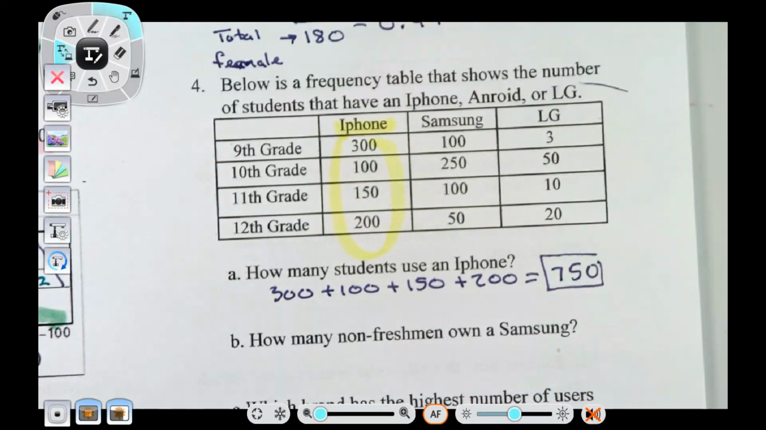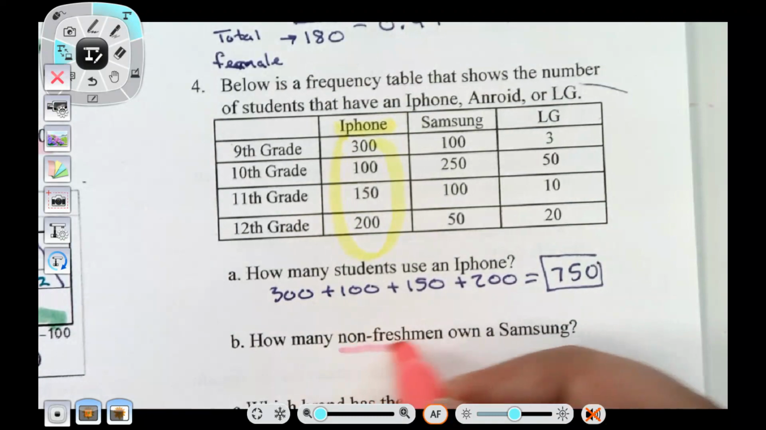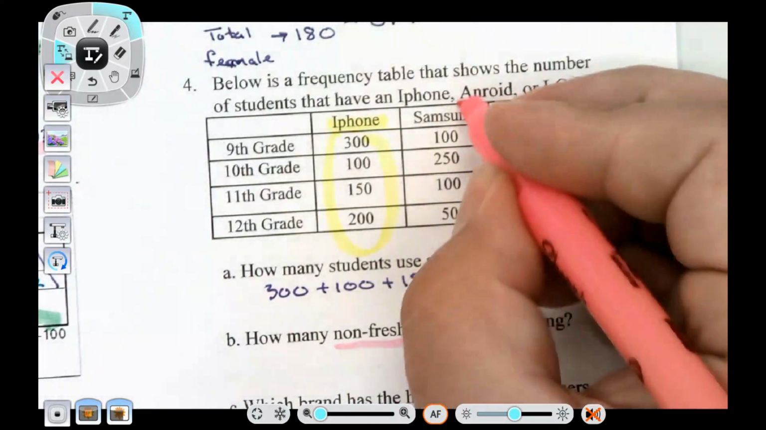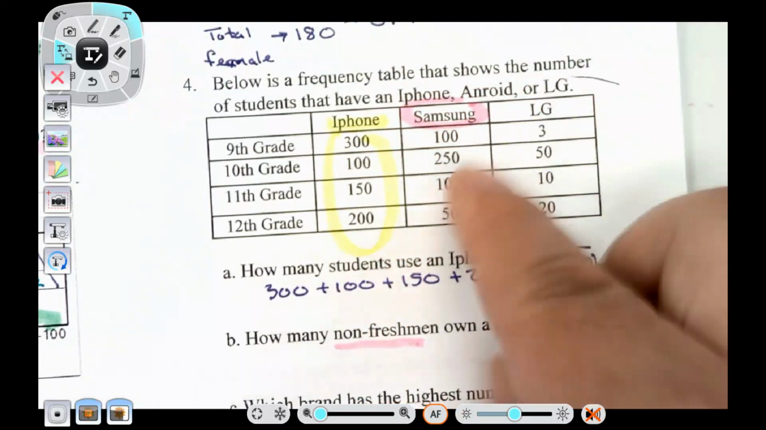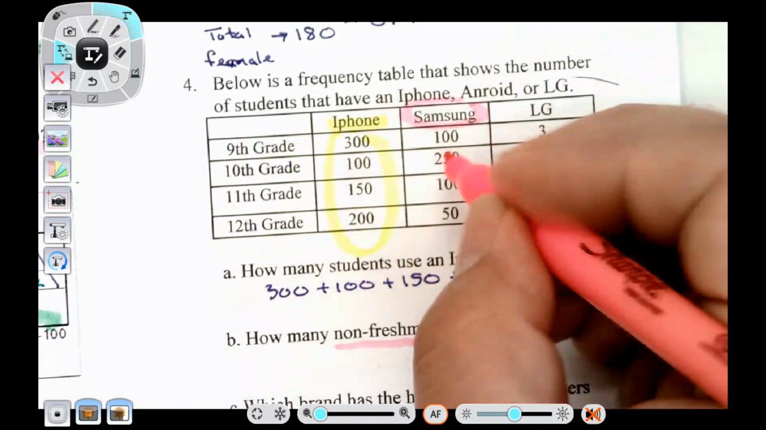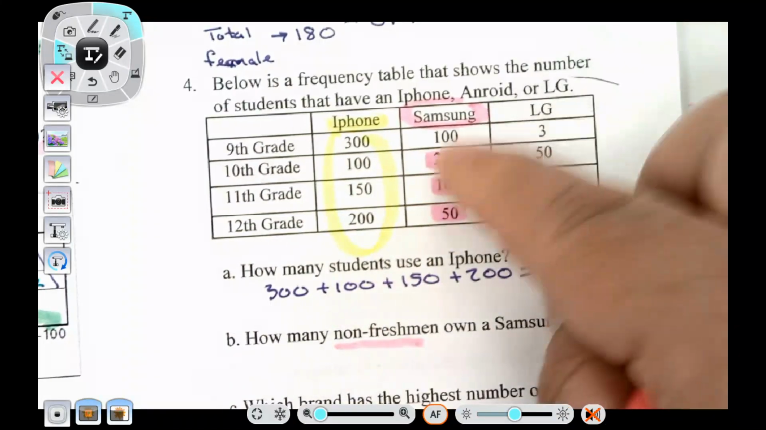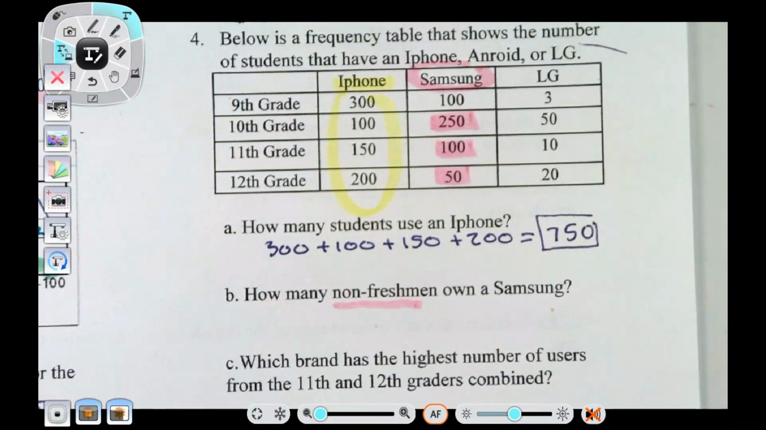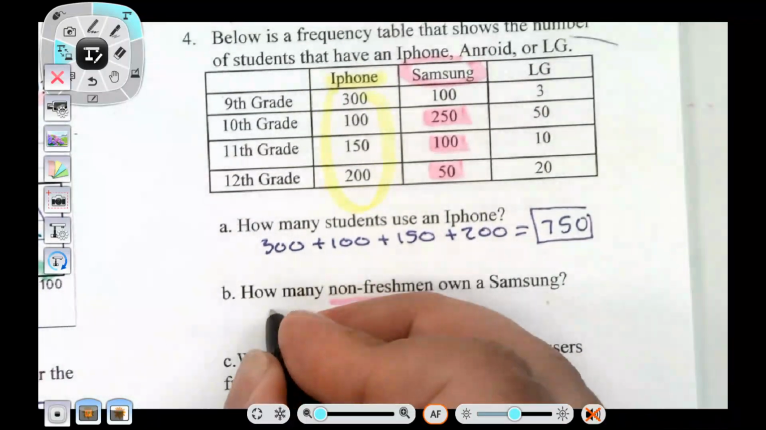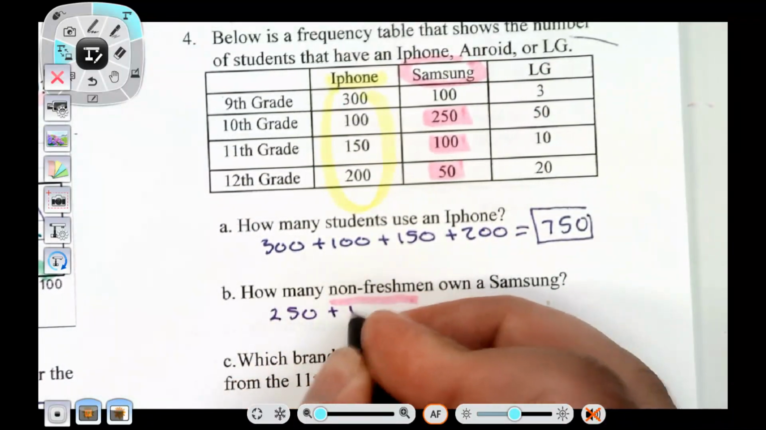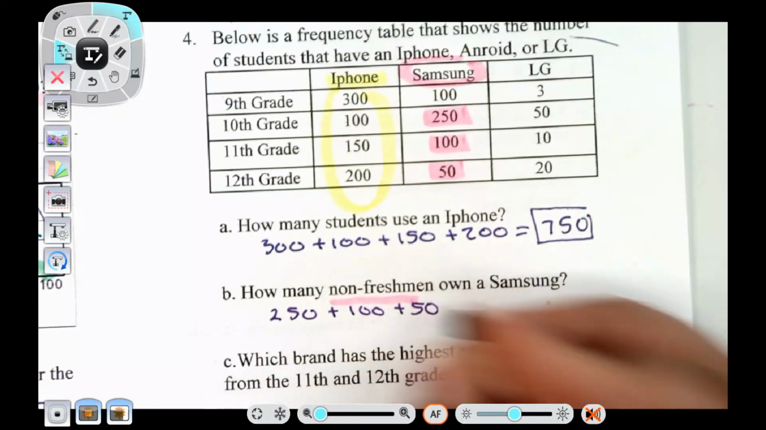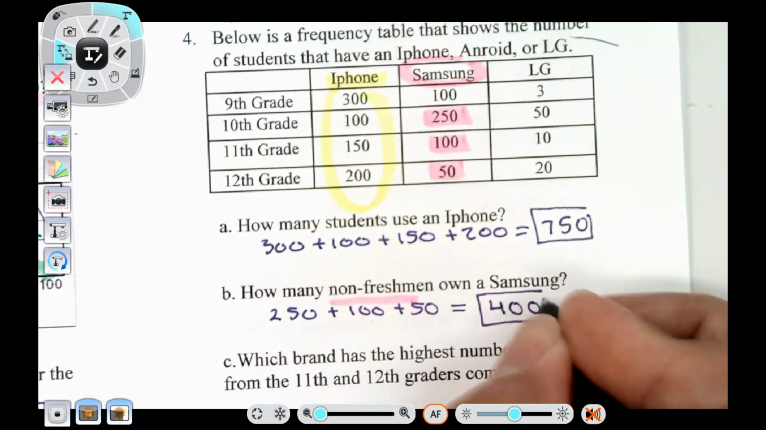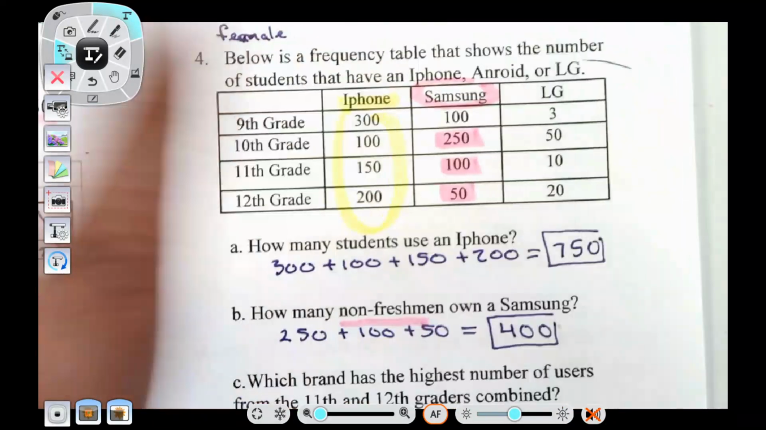But that's it. That's all we have to do. Now look at the next one. How many non-freshmen, so do not bring in the freshmen here, own a Samsung? All right, well, here's Samsung. Well, they said not freshmen, then don't use the 100. Then that means I'm going to use only these 3 numbers here. And what am I going to do with those 3 numbers? Well, like a lot of stats, I'm just adding 250 plus 100 plus 50, which makes it 400 students. That's how many of them have a Samsung that are not freshmen.